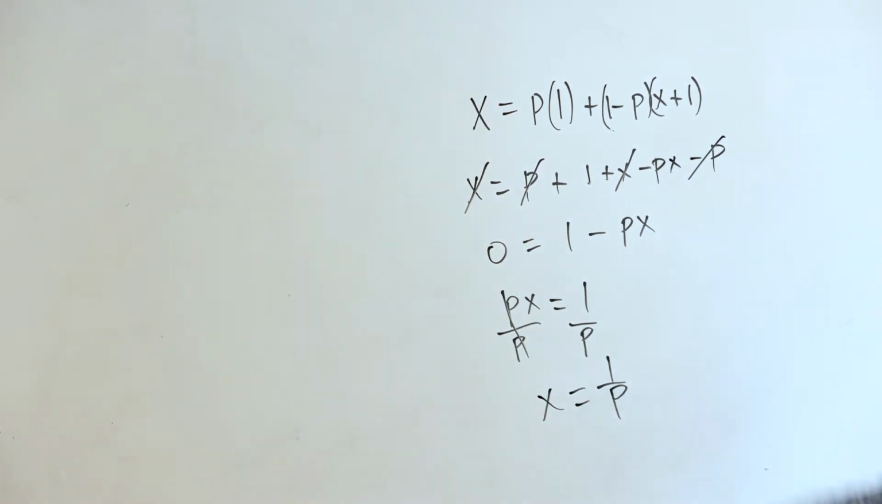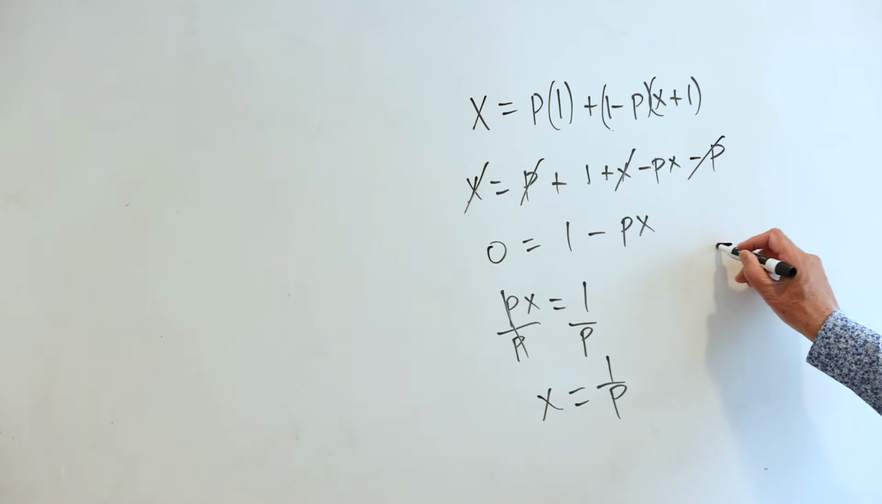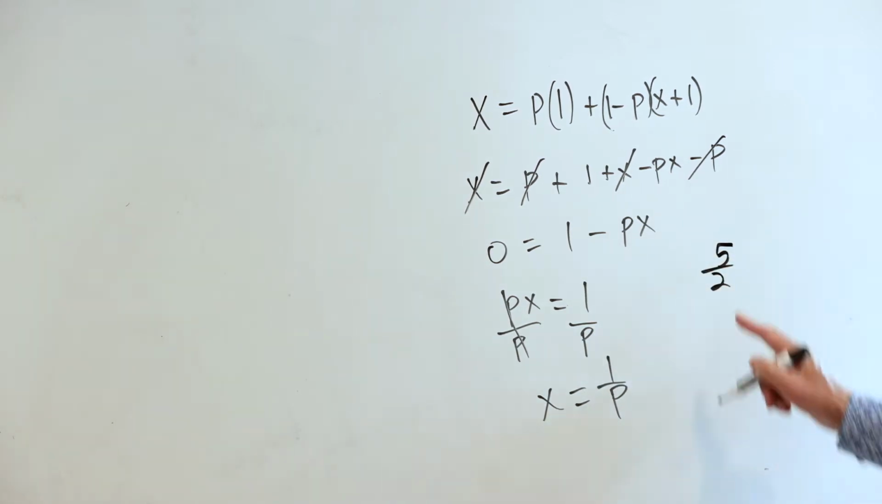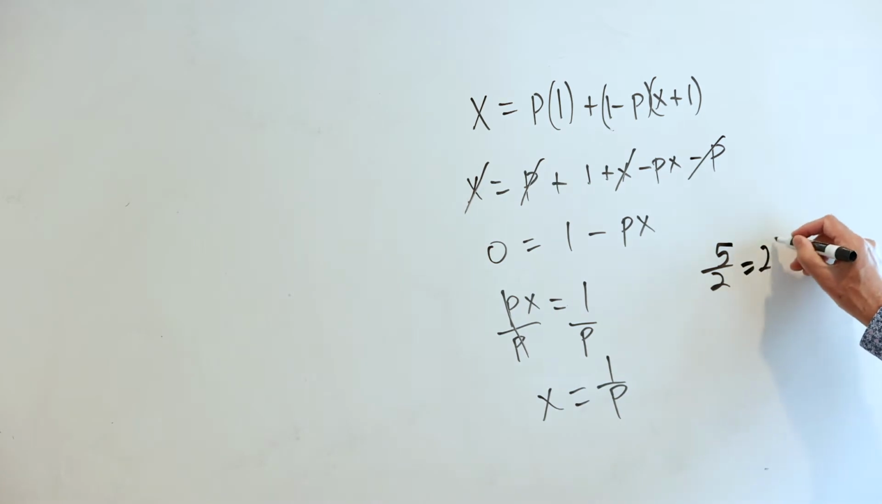So when something occurs with probability p, the expected value is 1 over p. So if the probability is 1/2, the expected value will be 2, which is the reciprocal of 1/2. And for example, if the probability is 2/5, the expected value will be 5/2, which is just an average, of course, which is equal to 2.5.